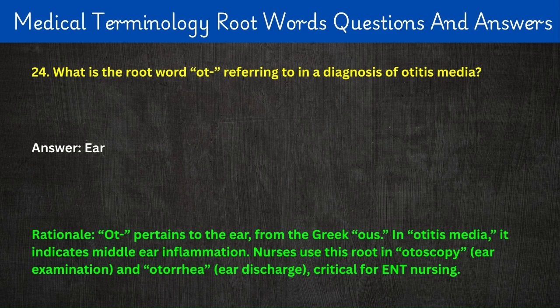24. What is the root word ot- referring to in a diagnosis of otitis media? Answer: ear. Rationale: Ot- pertains to the ear, from the Greek ous. In otitis media, it indicates middle ear inflammation. Nurses use this root in otoscopy, ear examination, and otorrhea, ear discharge, critical for ENT nursing.